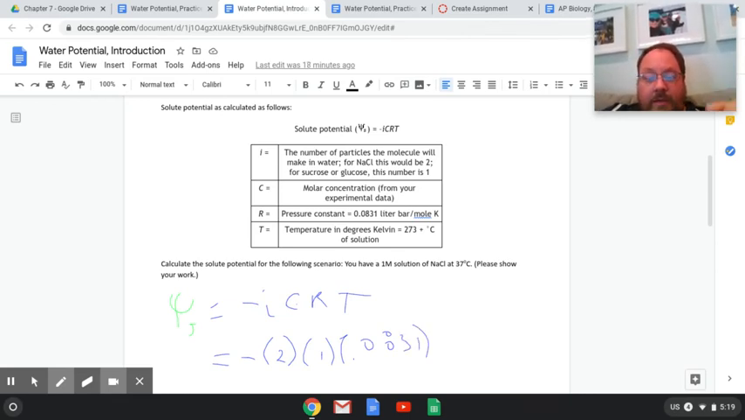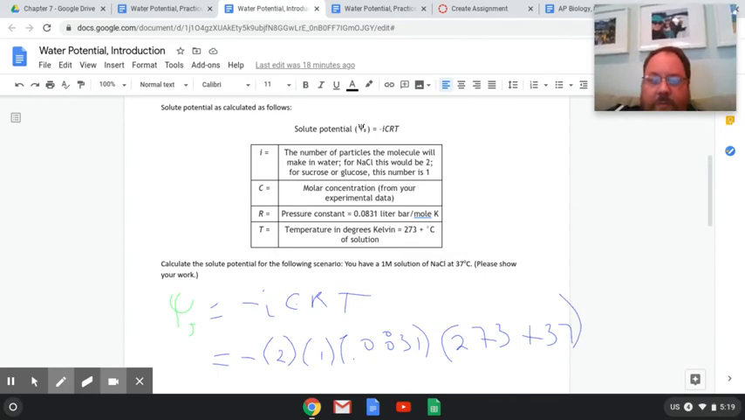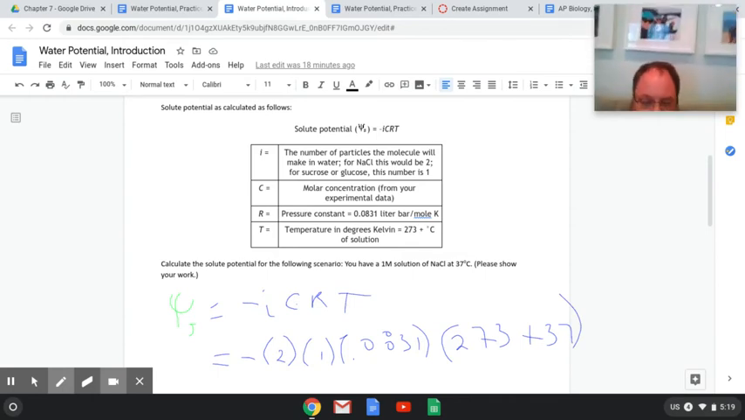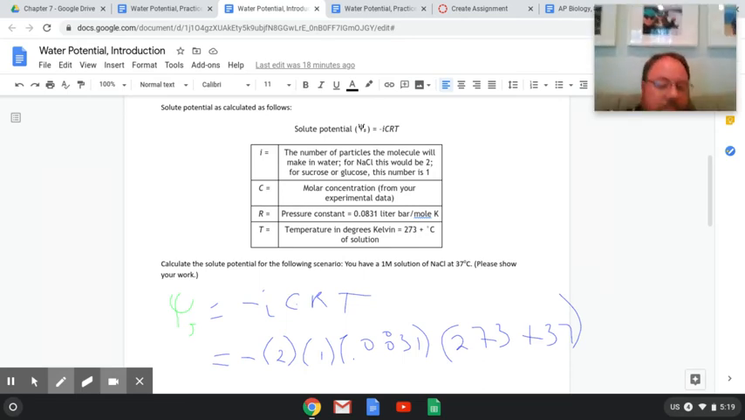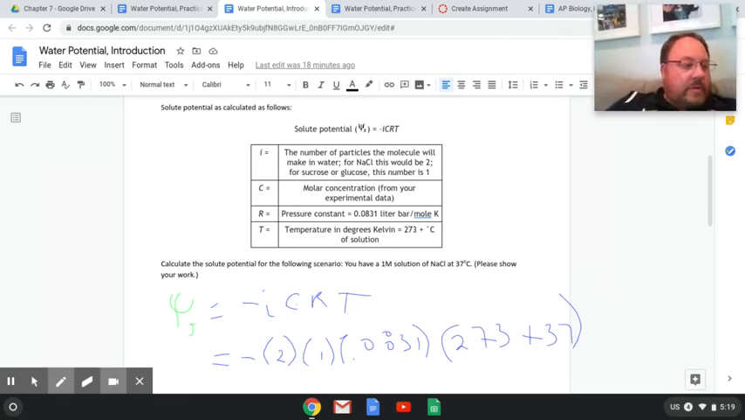And then the temperature is 37. And again, we have to convert this to Kelvin. So it's 273 plus 37. All right. Well, of course, I don't have a calculator on me. Let me bust out my phone here and see what we can come up with.